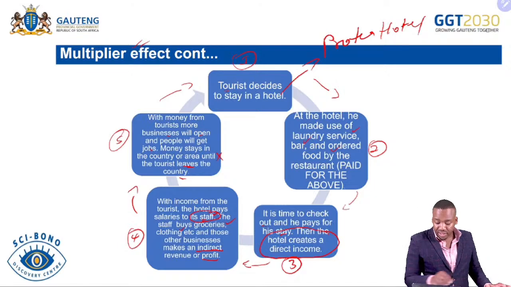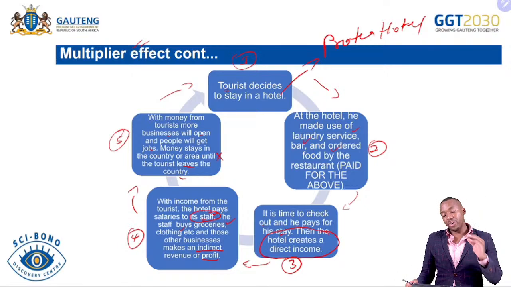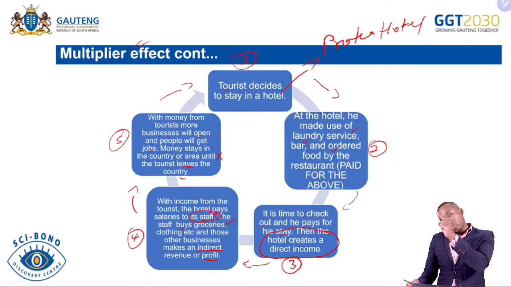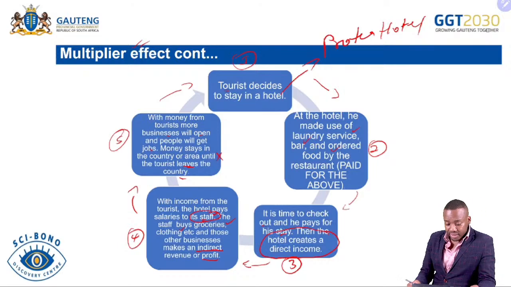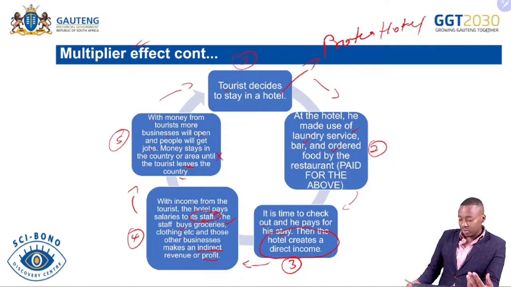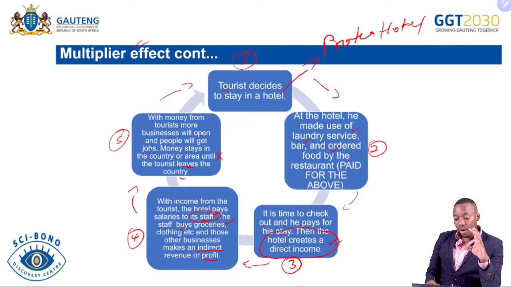So the multiplier effect, I said, is how much money is brought into the country by foreign tourists. What does that money do? It circulates in the country and benefits others directly and others indirectly. The tourist decides to stay in a hotel. At the hotel, he makes use of laundry service or a bar and orders food at the restaurant. Obviously, that is not for free. Then they pay. They stay for 4 nights or so. Then they decide to check out. Then they pay again. And that creates what? A direct income for the hotel.